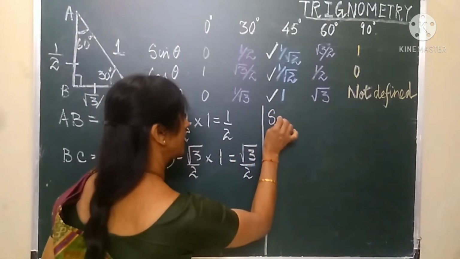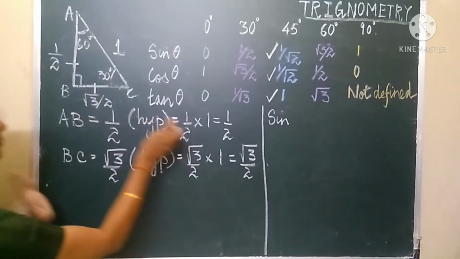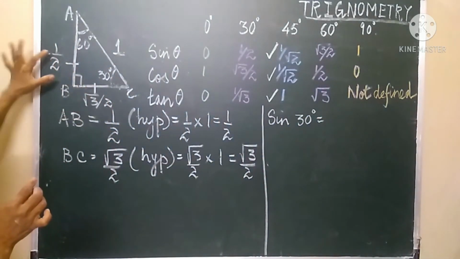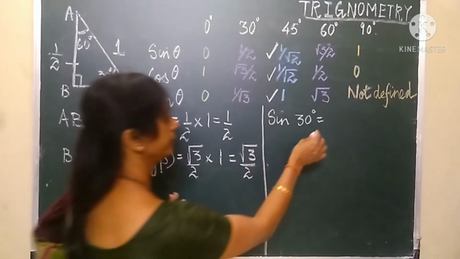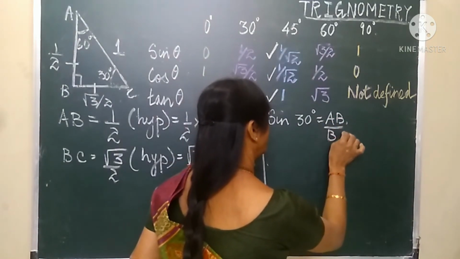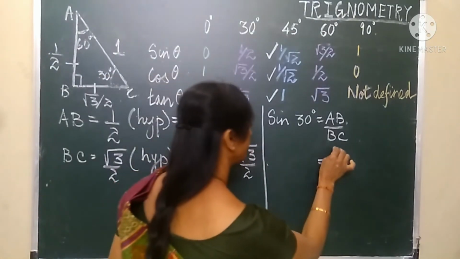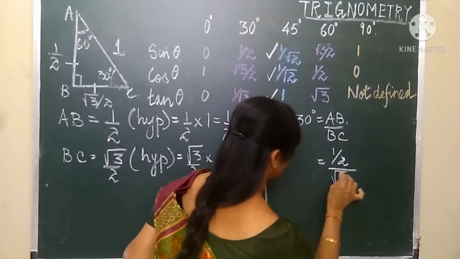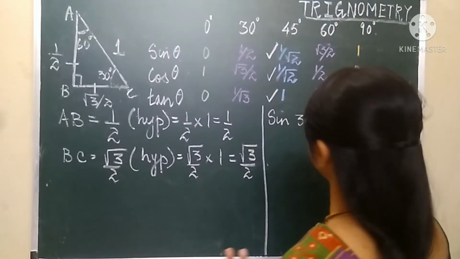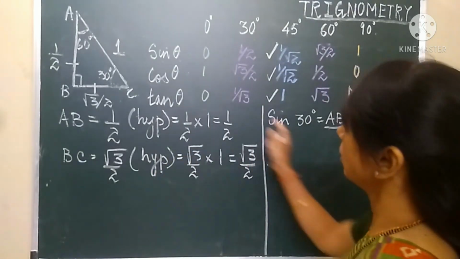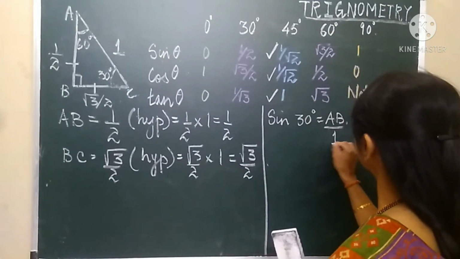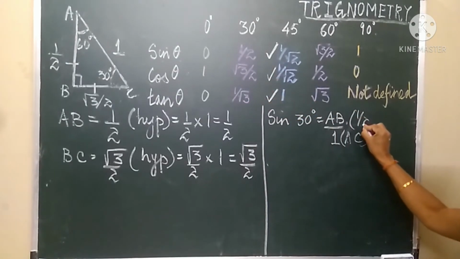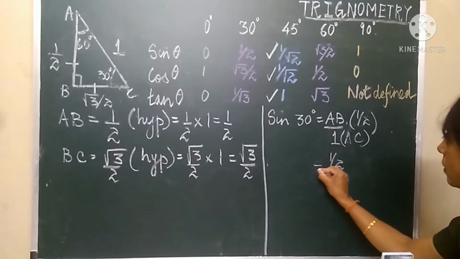Let's find out sine of 30 degrees. What is sine? Sine is always opposite side upon hypotenuse. AB upon BC. How much is AB? AB is half. Upon BC. How much is BC? Root 3 upon 2. Your sine of 30 will be opposite side upon hypotenuse. Sorry children, AB upon AC. AB is equal to half. So let's substitute half upon 1.